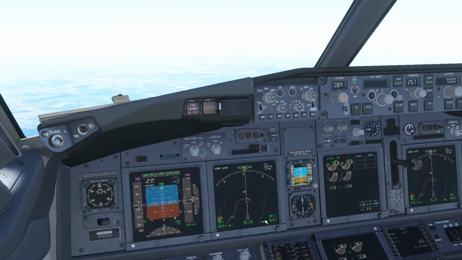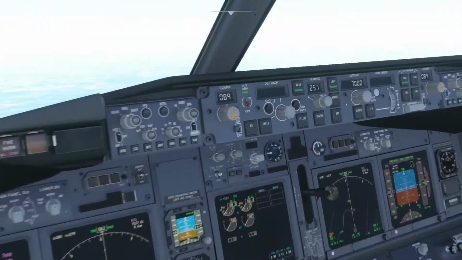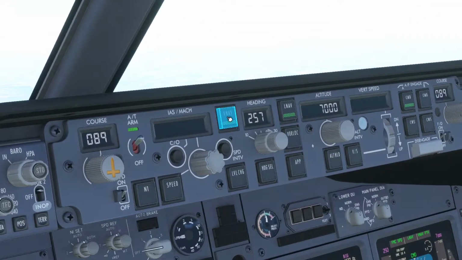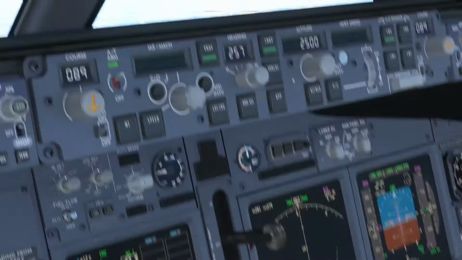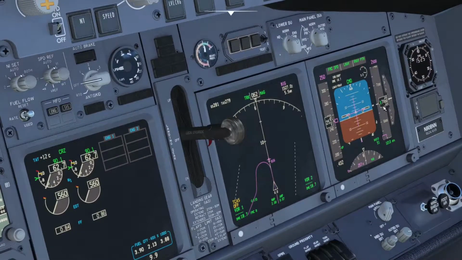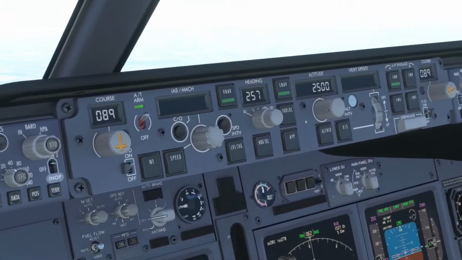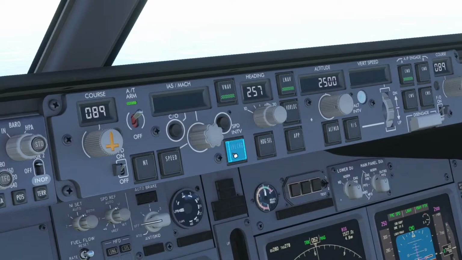So here we are now, we're coming up on our top of descent. So what we're going to do is change our altitude here, make sure we're on VNAV. Change our altitude down to our localizer intercept altitude, which we just said was 2,500. Make sure that's set, and make sure the plane does not start to descend. If the plane does start to descend, that means one of two things: either you have level change enabled, or VNAV is disabled. Make sure VNAV is enabled and level change is disabled.